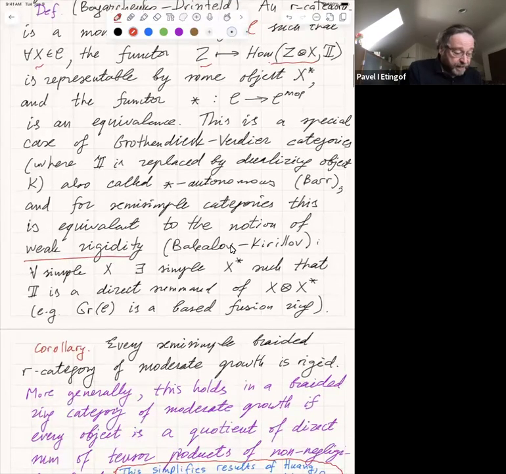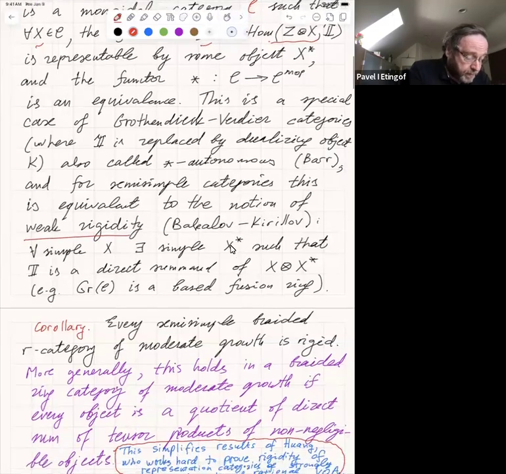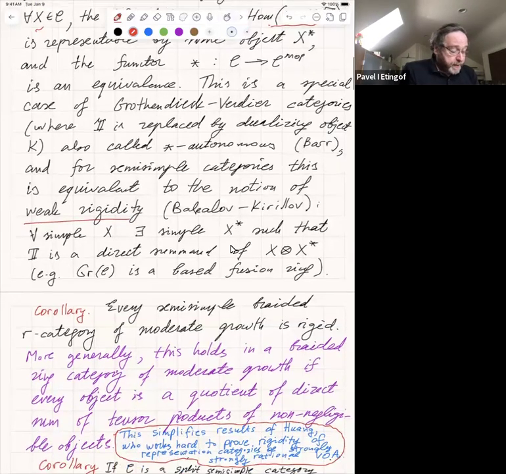And the corollary of the main theorem is that every semi-simple braided category of moderate growth is rigid. And more generally, this holds in a braided ring category of moderate growth if every object is a quotient of a direct sum of tensor products of non-negligible objects. Ring category means that it has right exact tensor product, not necessarily semi-simple.